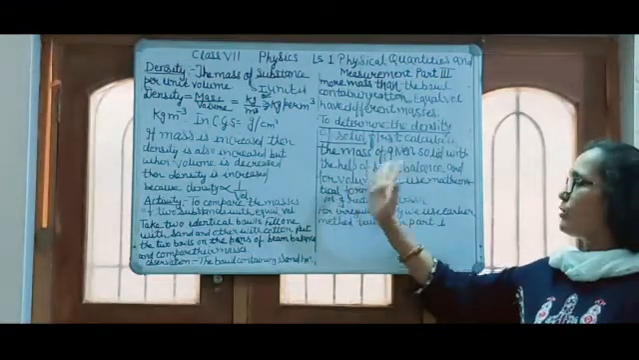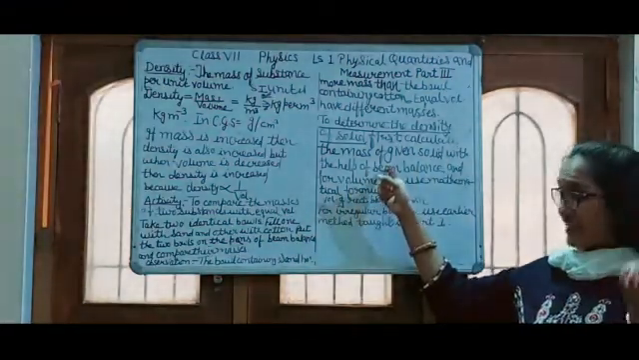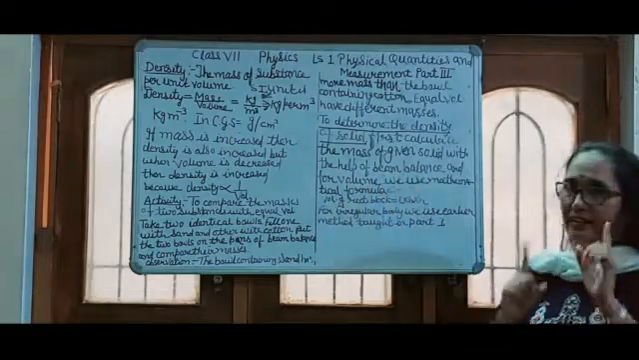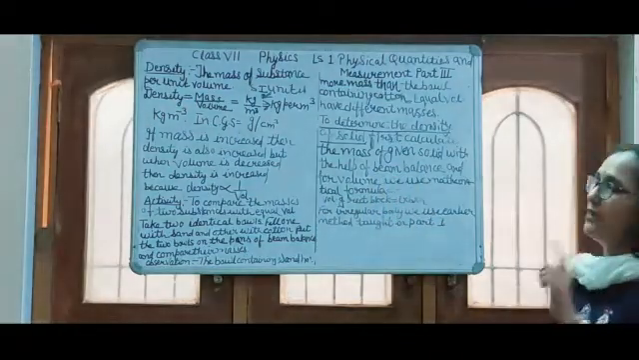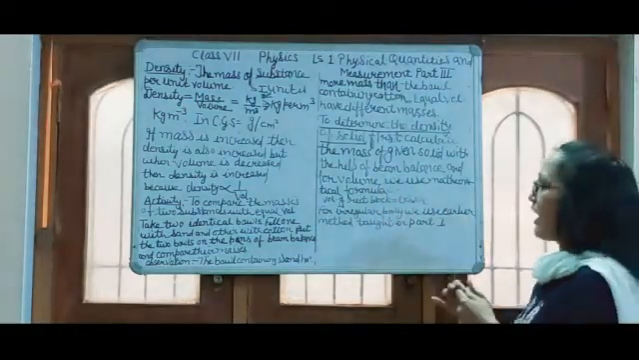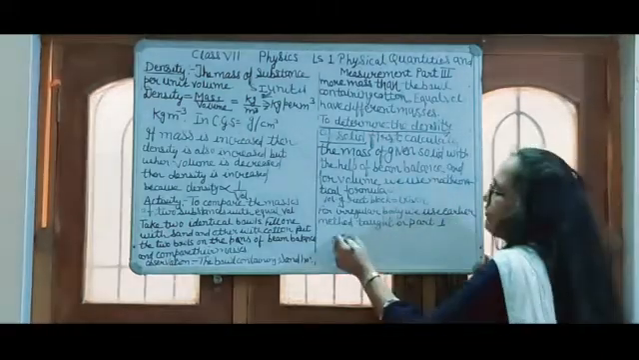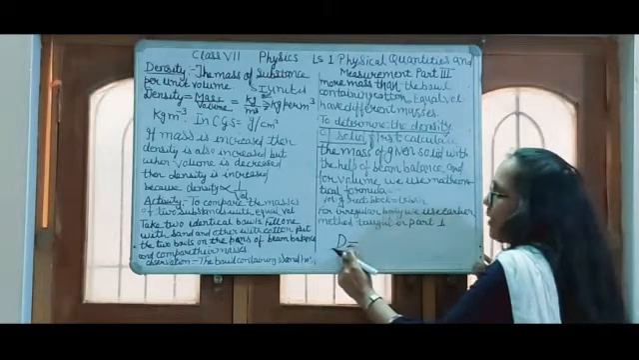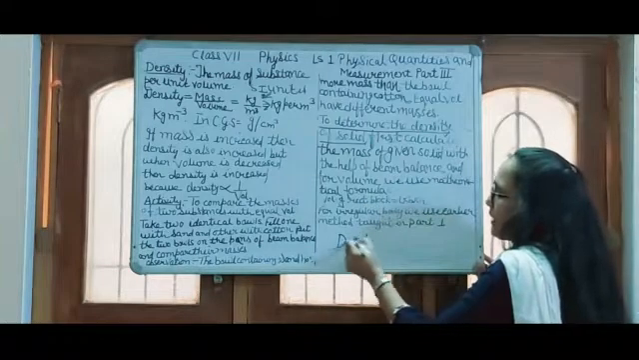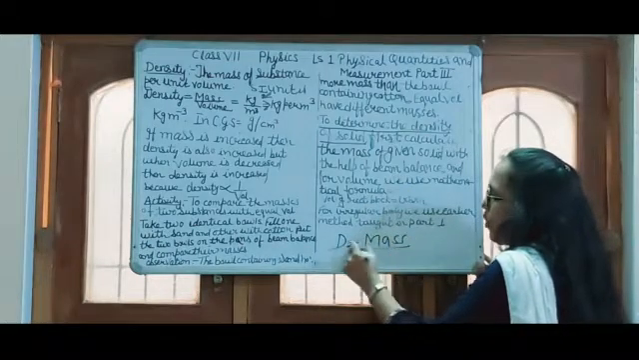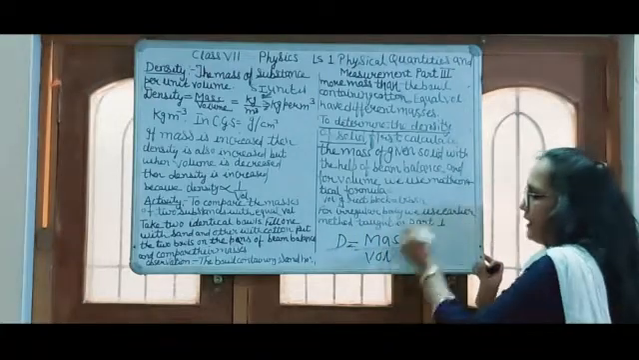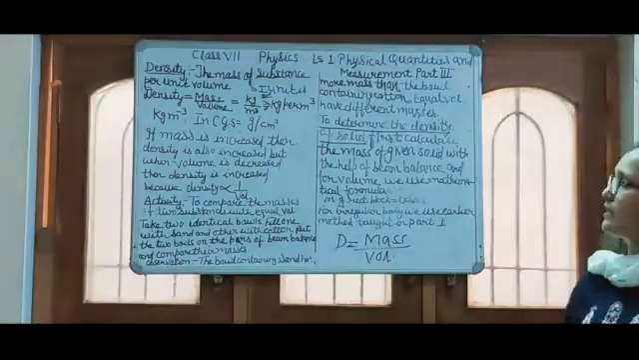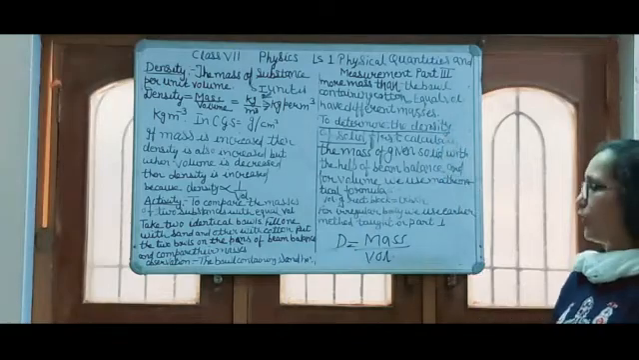So now put the mass we took with the help of the beam balance and the volume from the mathematical formula L into B into H. In this way we can find the density of the cuboid by the formula density equals mass upon volume. In this way we will find the density of the solid.